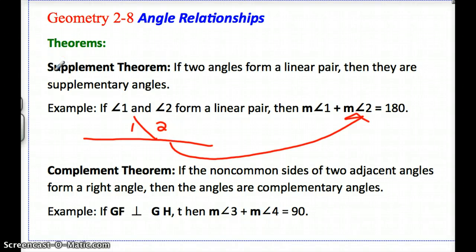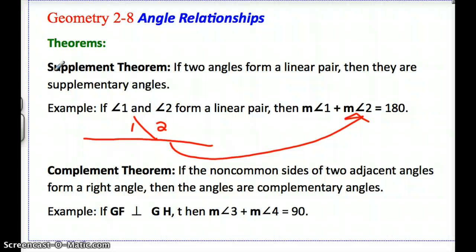So what I'm doing here is kind of a paragraph proof. I'm explaining how they come up with the theorem. I'm not writing a 2-column proof with the statements and the reasons. Again, you're just going to need to understand the theorems. You aren't going to have to memorize them, so I'm not going to say, hey, what does the supplement theorem say? You just need to know that if you have two angles that form a linear pair, they equal 180.